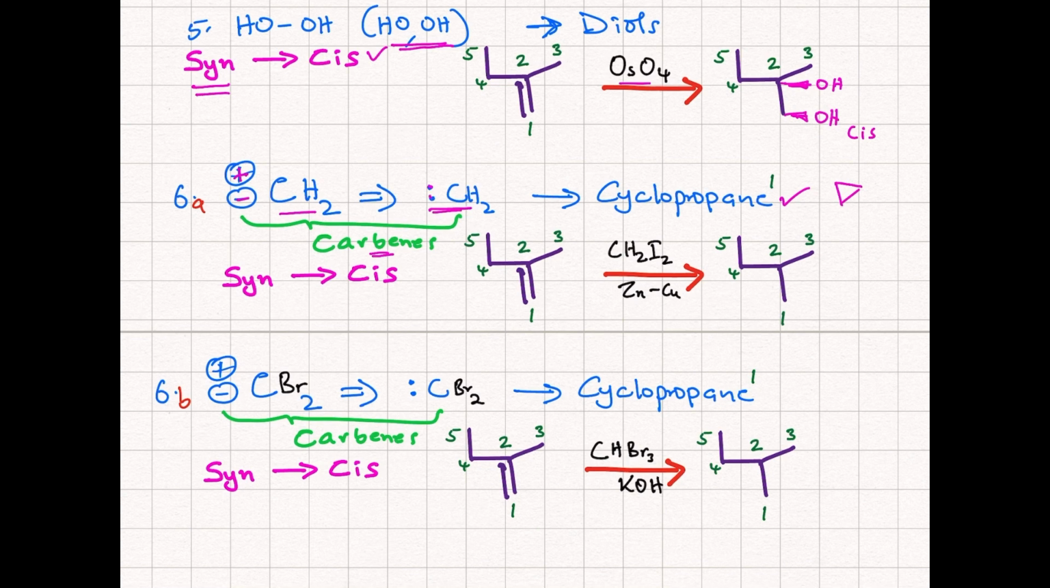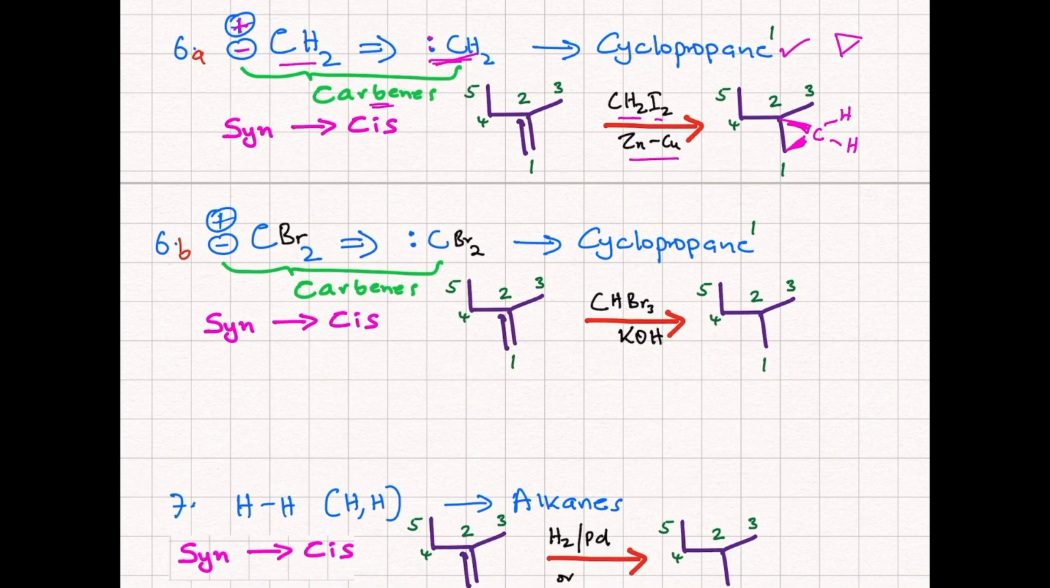So what happens when you add a carbene? So for example here, if you use CH2I2 with zinc copper amalgam, so zinc copper, you end up adding CH2 across the double bond, and it's going to add from the same side, so you end up with a CH2 added across the double bond. So H and H. Another example is where you end up adding a CX2. In this case, X is Br, so CBr2 across the double bond.